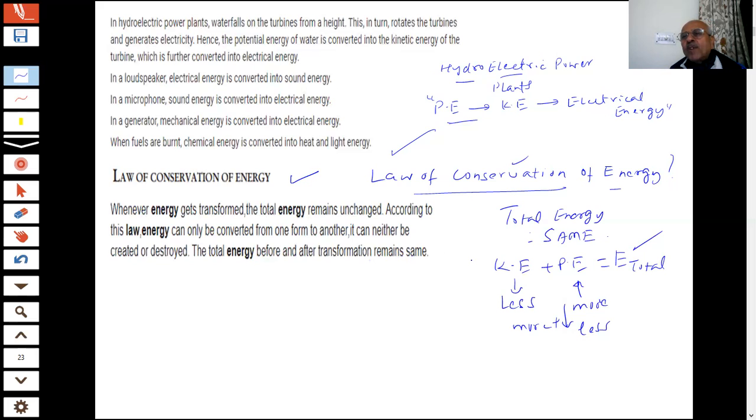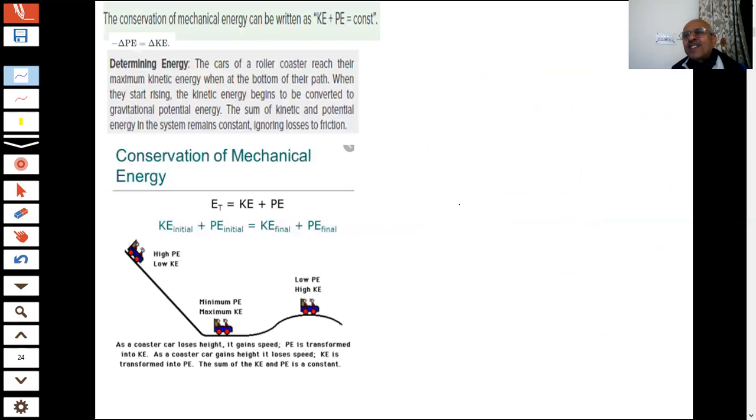I hope you have noted this, because they will ask you in the paper, what is conservation of energy? You can make a definition yourself also, students. Can you? Okay, give your definition of what is law of conservation of energy. Tell me, what is law of conservation of energy, students?